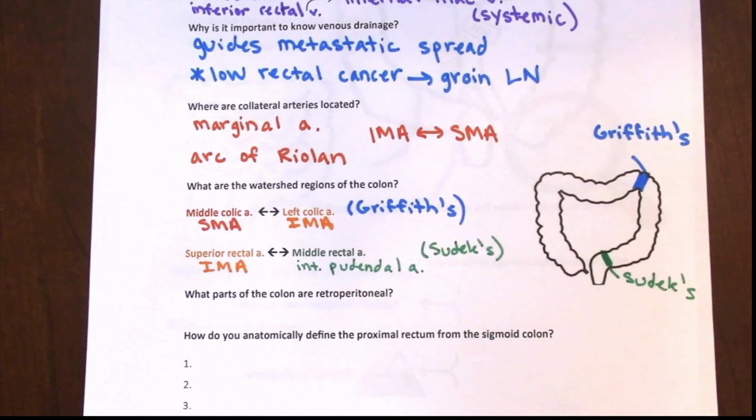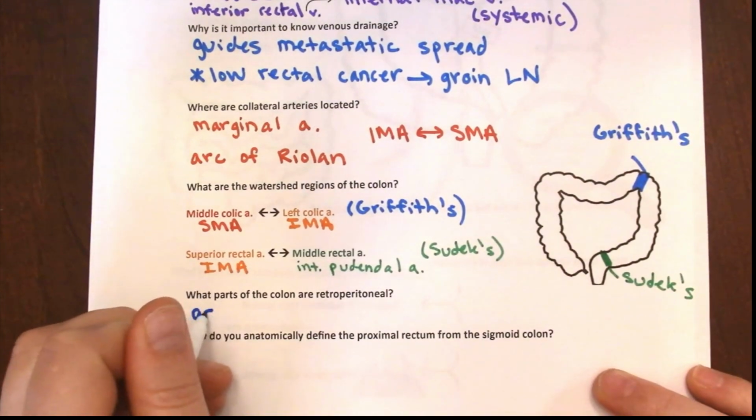All right, next question. What parts of the colon are retroperitoneal? The ascending and descending portions of the colon, but not the transverse.